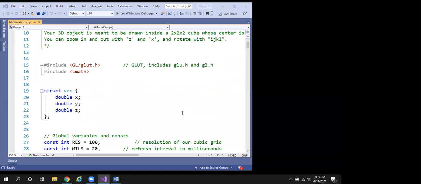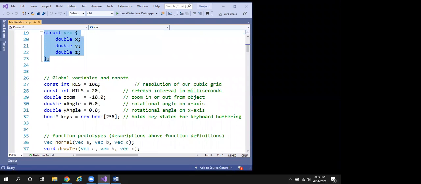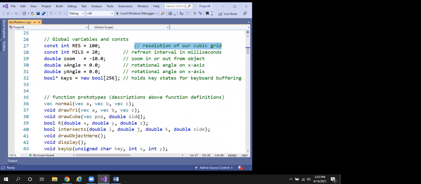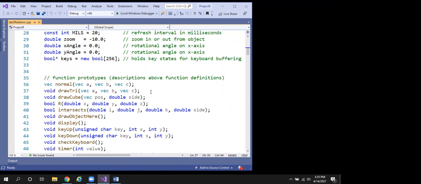So we're going to have a similar setup to last week. We still have this vector, which is just going to be 3 doubles. It's like a point in 3D space. We'll have the same constants as before. We'll have a resolution of our cubic grid, okay? This time our grid is going to be 3-dimensional instead of 2-dimensional. The rest is all the same. And here are my function prototypes. A lot of them, okay? Still got normal, draw triangle. Now I also have draw cube, which is going to be useful. R is going to be my relation, okay? And another function called intersects, okay?